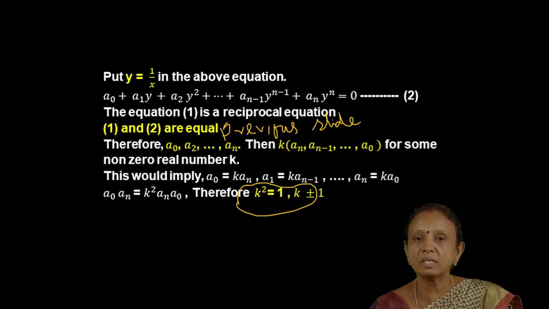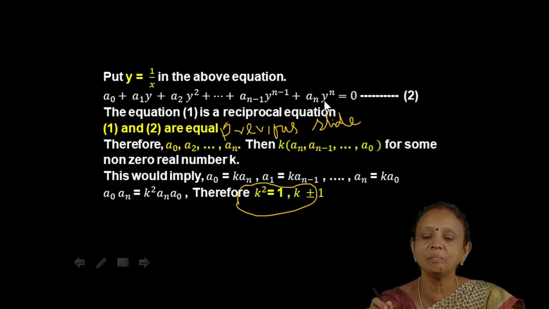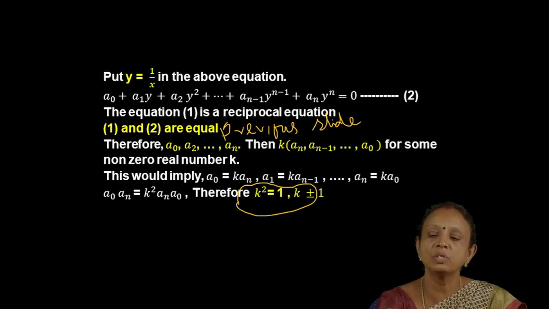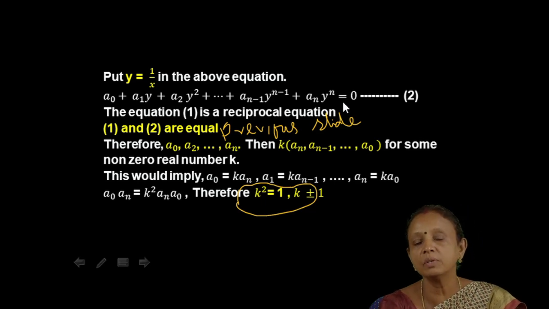So equation 1 is a reciprocal equation. Why is it called a reciprocal equation? Because those two equations are the same. On the previous slide we showed equation 1; now we are presenting the two equations, after changing y is equal to 1 by x. Therefore equation 1 is a reciprocal equation: 1 and 2 are equal.